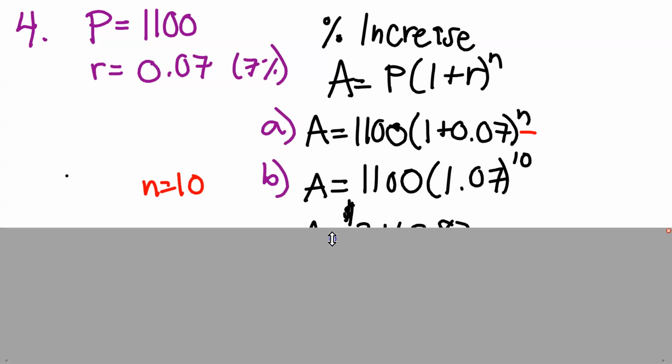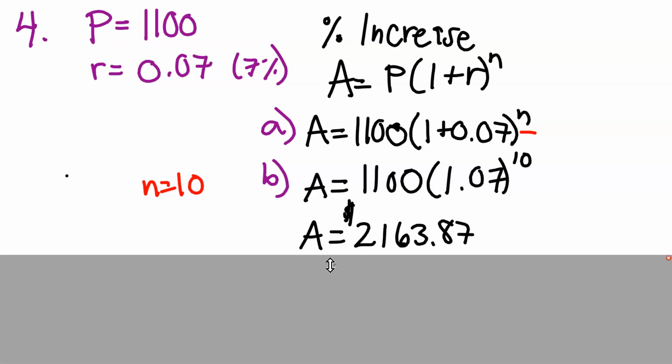Question 4 from the assignment was about a vase, I think, a very expensive one. It's expected to increase in value by 7% every year. So we have the initial price, $1,100. The rate is 7%, which we write as a decimal, and it's a percent increase question. So we use this formula here. We plug in what we've got. So 1 plus 0.07.